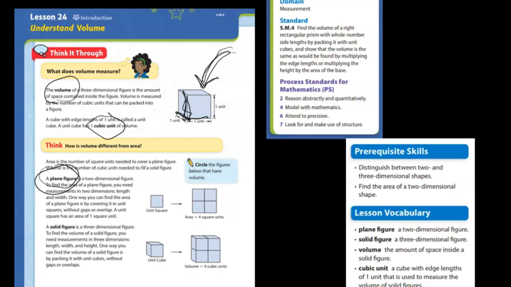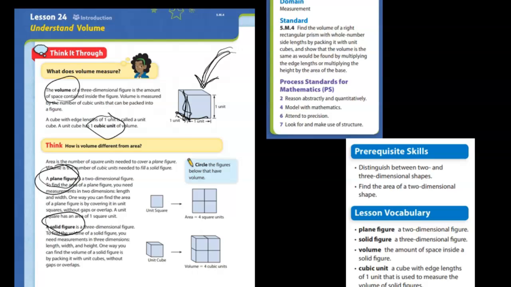Then the last one down here is a solid figure. A solid figure is a three-dimensional figure. And to find the volume of a solid figure, you measure in 3 dimensions. So you can see that this is 3-dimension down here, and this is 2-dimension right up here. Okay, so we've got volume, and that's how we measure what's going to go inside. We use it in cubic units.